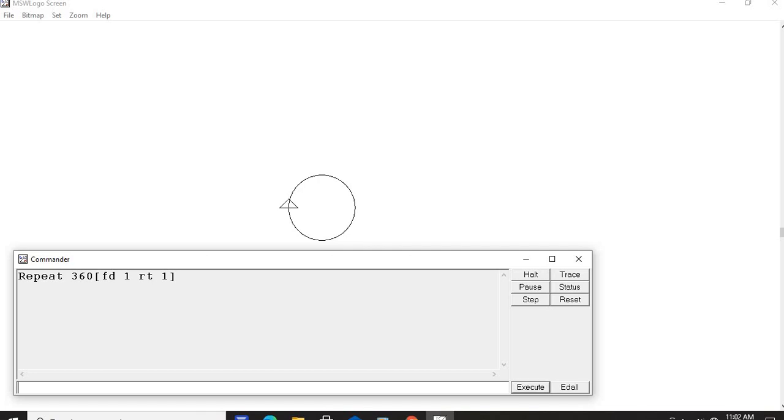Now, this was the circle. Now, I want the semicircle. 360 is a complete circle, and half of 360 is 180. So that will be the semicircle. First of all, I will rub this graphic screen. I will say CS, enter. Now, I will give repeat again. I can type in small letters also, repeat.